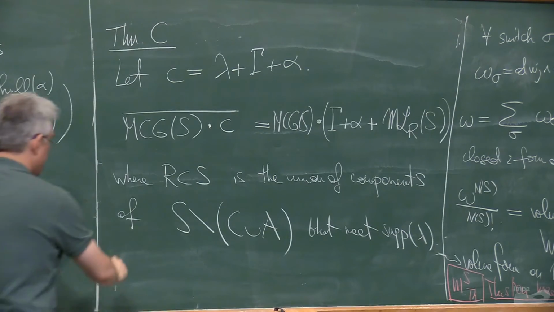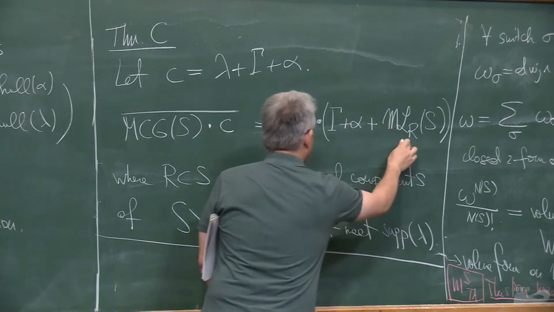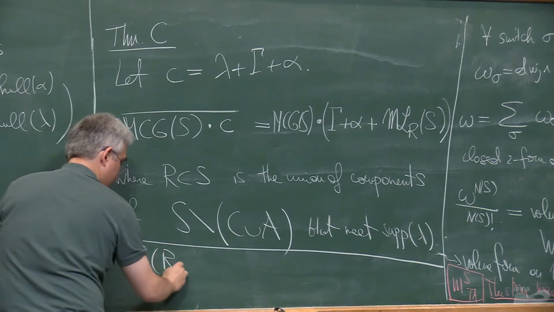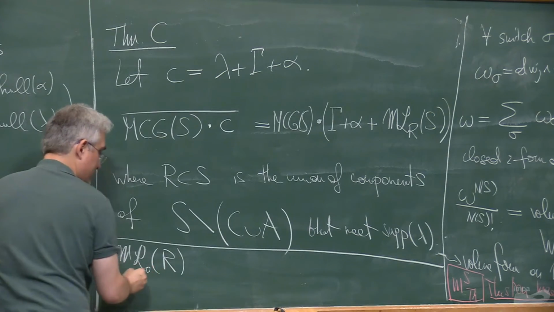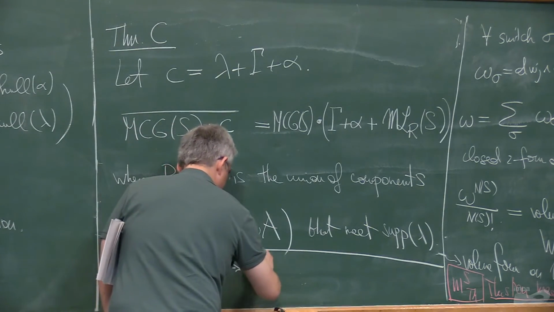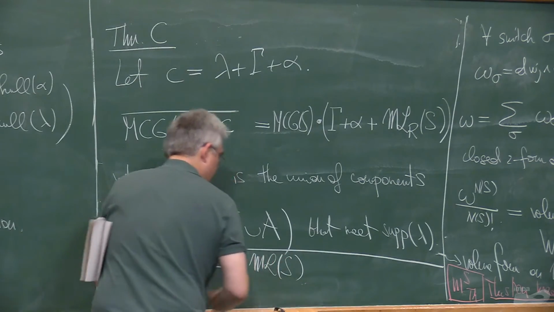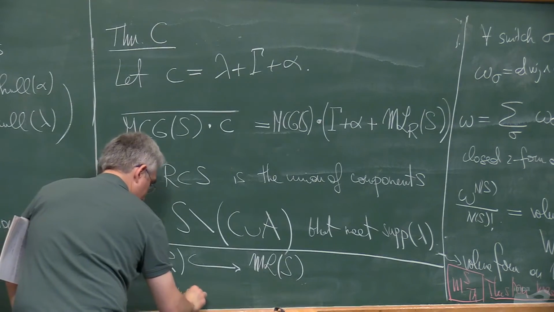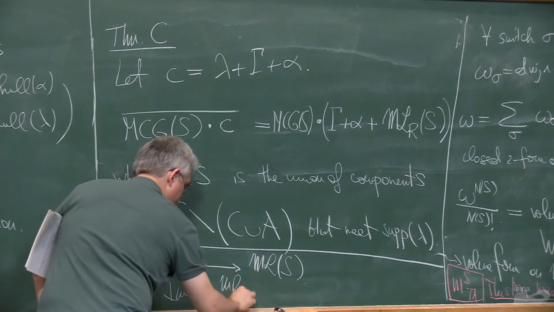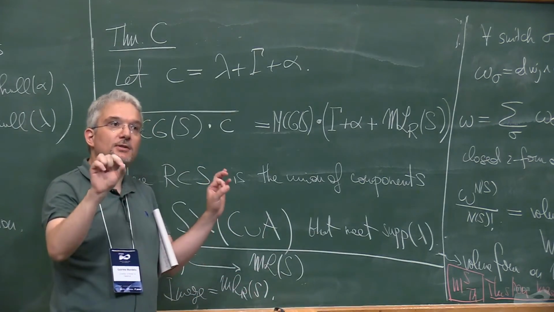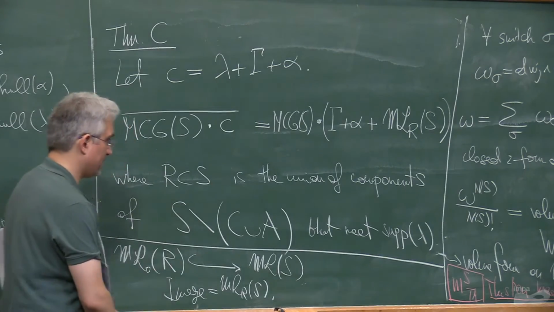And what is this MLR? Well, we have measured laminations on the subsurface R. I take just the ones compactly supported, so they don't have weights on the boundaries. And then this one injects inside measured laminations on S. So the image is exactly this. So these are measured laminations which are supported on the subsurface R, but not on the boundaries. So on the boundaries, there is no weight.